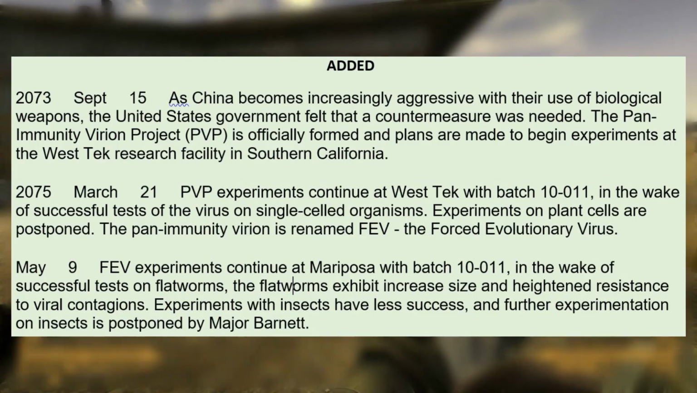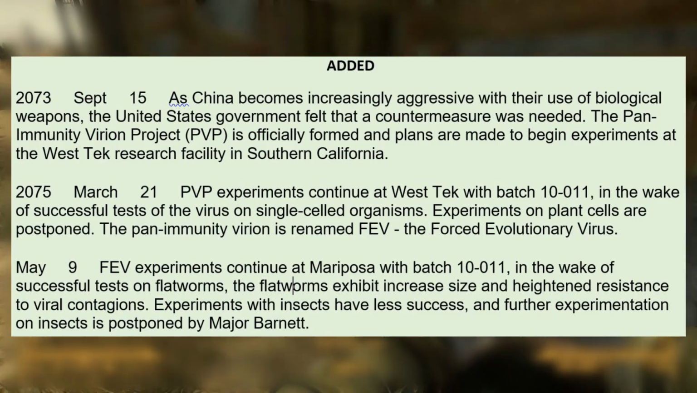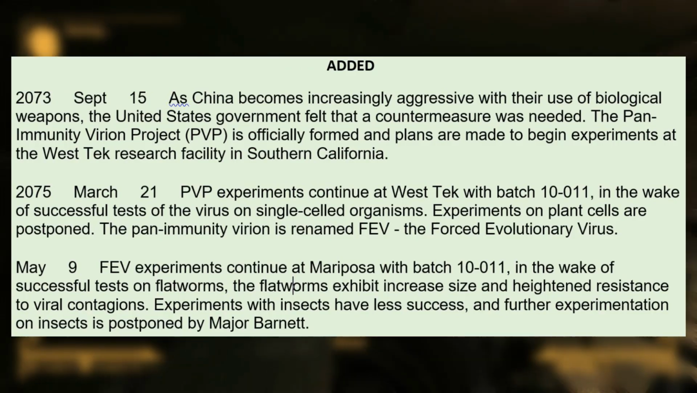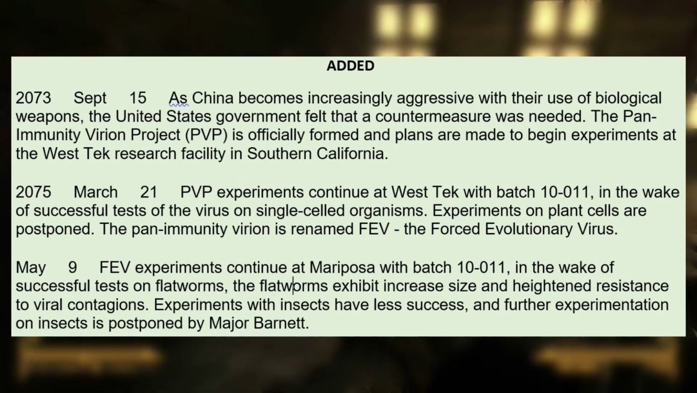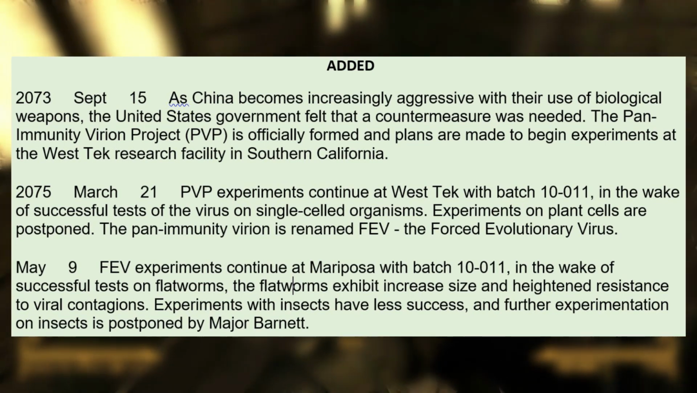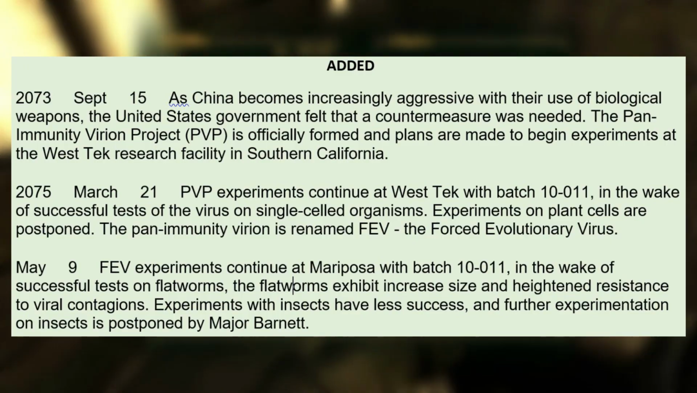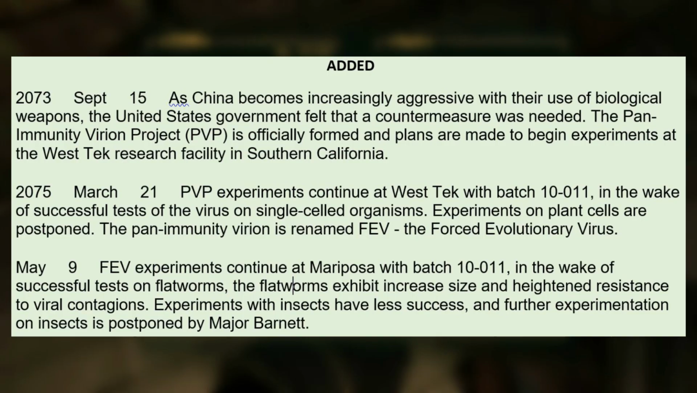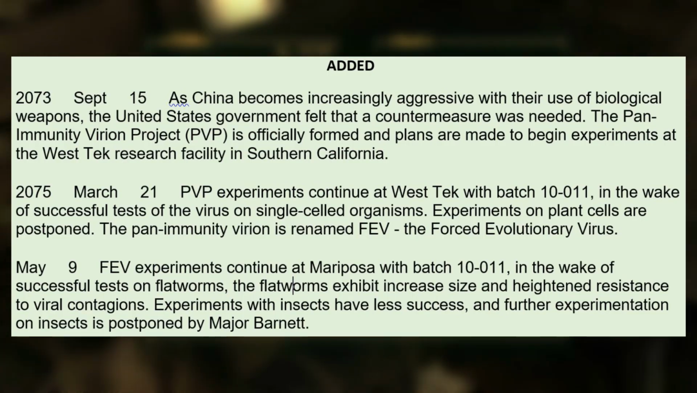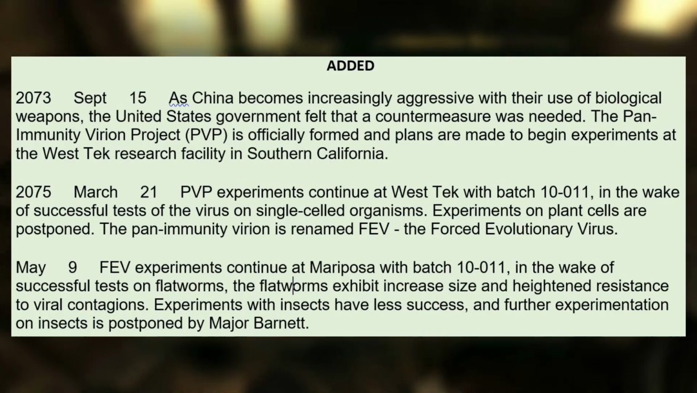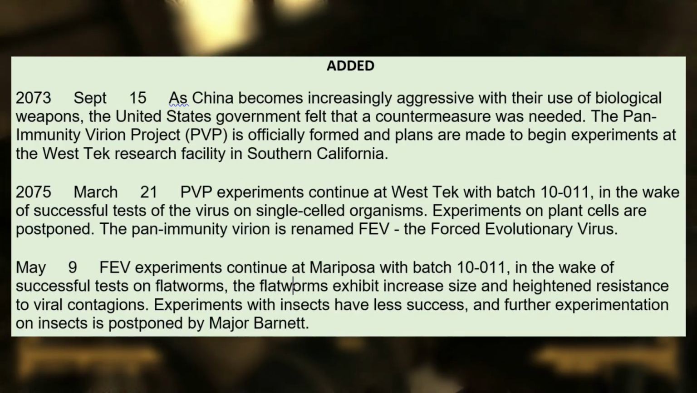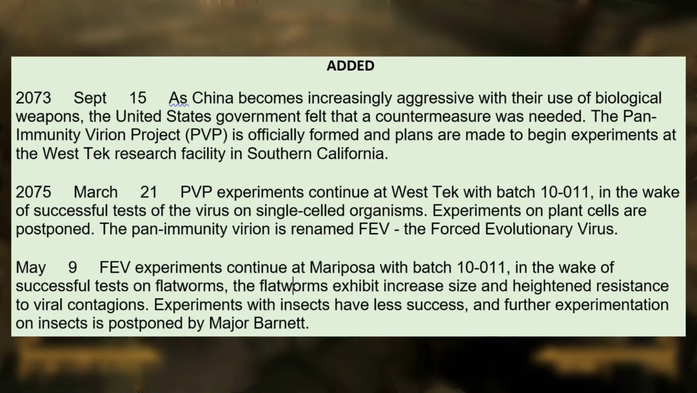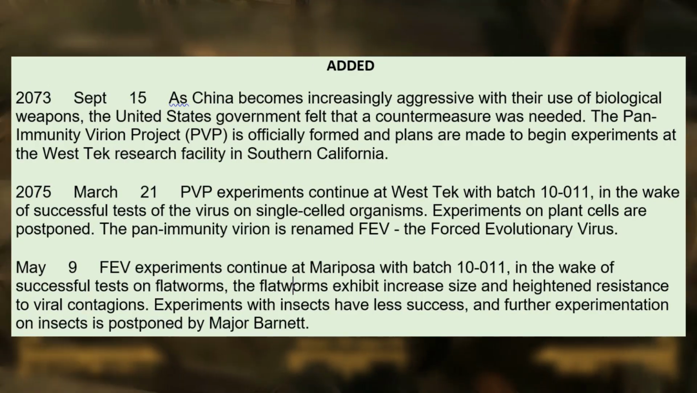2075, PVP experiments continue at West Tech with batch 10-011, in the wake of successful tests of the virus on single-celled organisms. Experiments on plant cells are postponed. The Pan-Immunity Virion is renamed FEV, the Forced Evolutionary Virus. In May, FEV experiments continue at Mariposa with batch 10-011. In the wake of successful tests on flatworms, the flatworms exhibit increased size and heightened resistance to viral contagions. Experiments with insects have less success, and further experimentation on insects is postponed by Major Barnett.